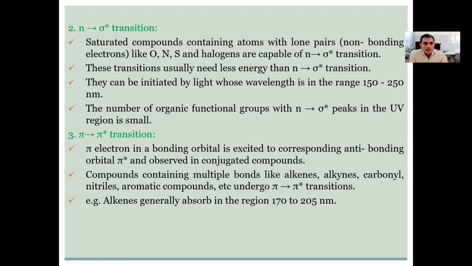Now next one, pi to pi antibonding transitions. Pi electrons in bonding orbitals are excited to corresponding antibonding orbitals, pi antibonding, and observed in conjugated compounds. Conjugated compound means C double bond C, single bond C, double bond C, like that. Compounds containing multiple bonds like alkenes, alkynes, carbonyl and nitrile groups, aromatic compounds, etc. undergo the pi to pi antibonding transition. For example, alkenes generally absorb in the region between 172 to 205 nanometer.